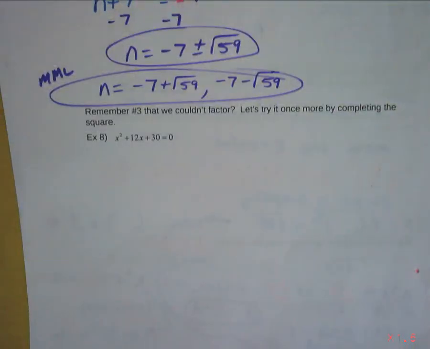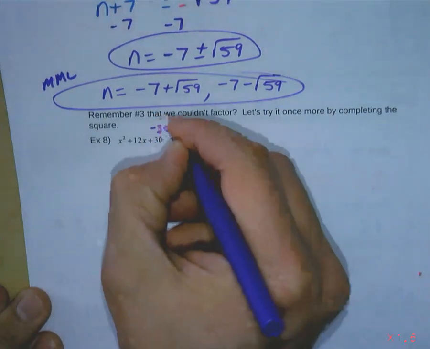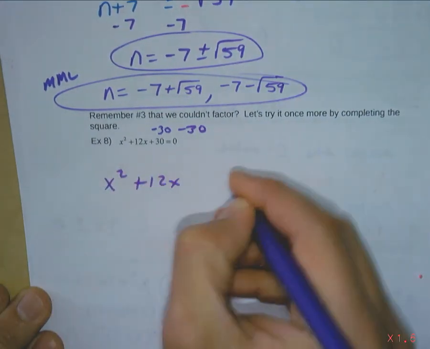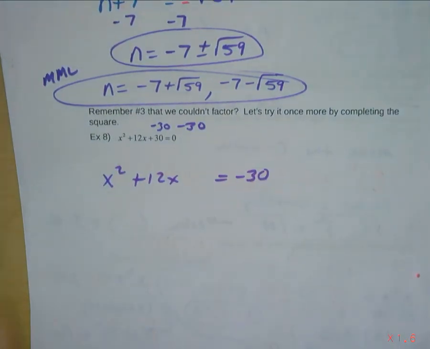Okay, so you guys help me out. I'm not going to say anything. You guys tell me what to do. What do I do first? Step number 1. All right, Destiny says subtract 30. Boom. I've got x squared plus 12x equals negative 30. Okay. Next.